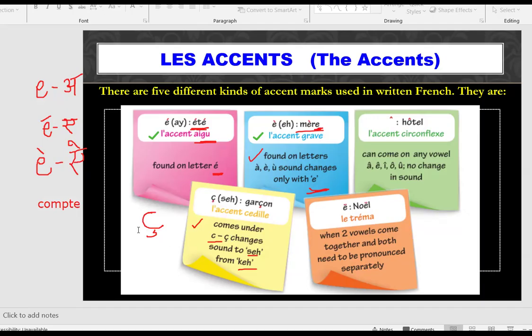put this cedilla, when we put it under the C like this, the sound changes from k to s. So earlier it was con, but if I put this it becomes son. But there is no such word, I'm just giving an example of this sound.